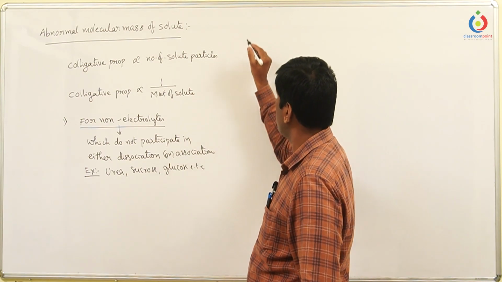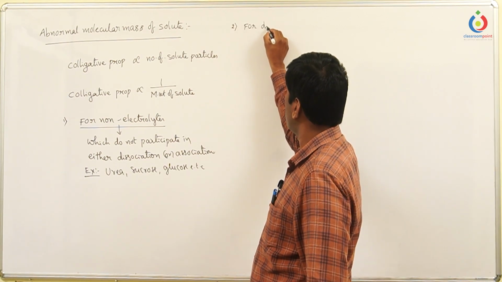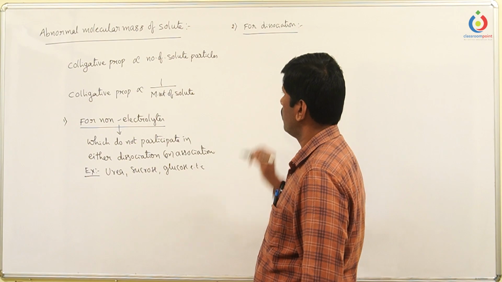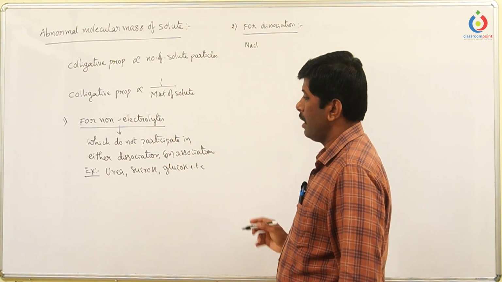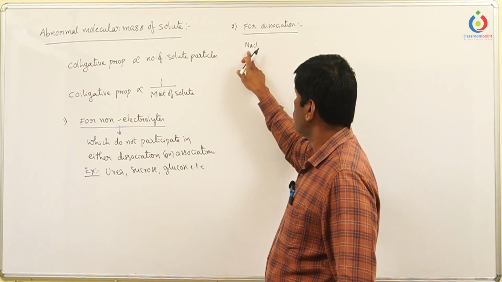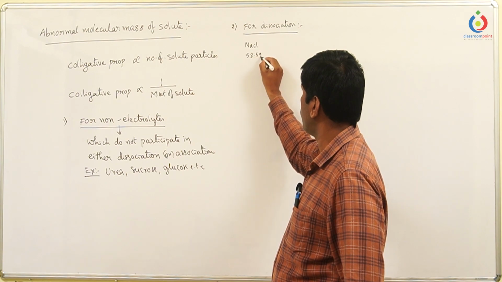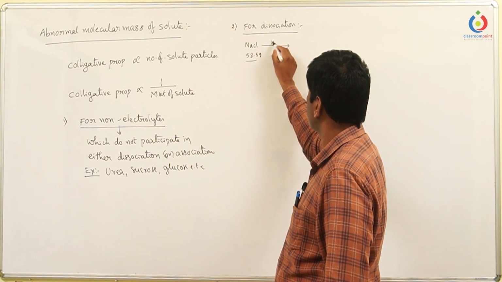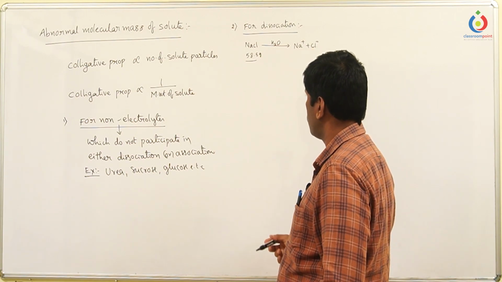Now the question is what happens if the solute particles participate in dissociation. So for dissociation, let us take an example of NaCl. NaCl, before dissolving into the solvent or water, remains as a single entity. Its molecular mass is equal to 58.5 grams per mole. When NaCl is dissolved in the water, it dissociates into Na plus and Cl minus ions.